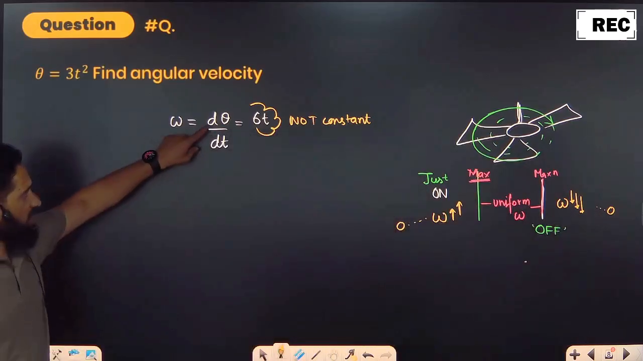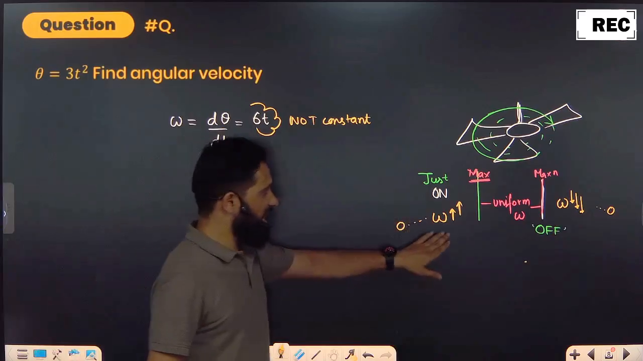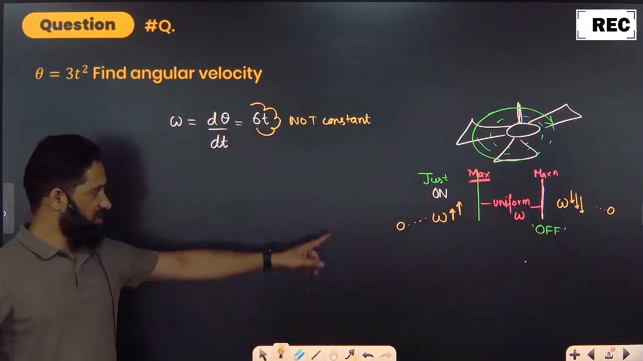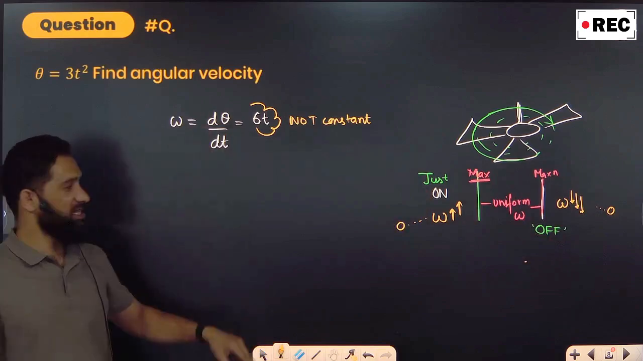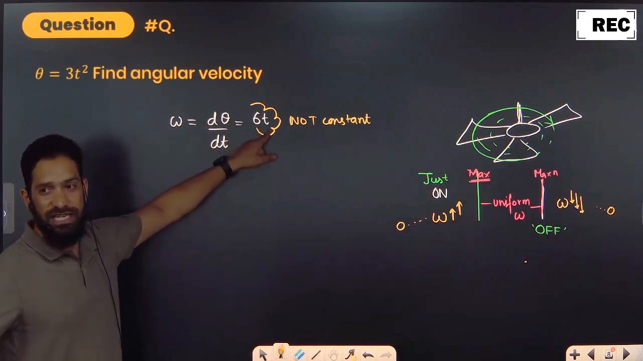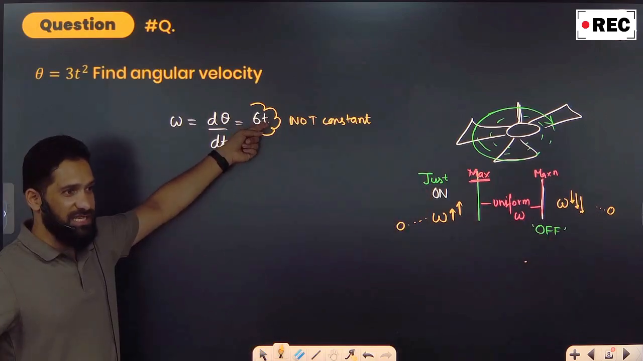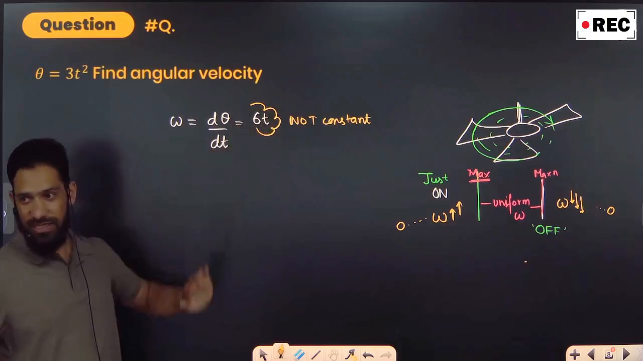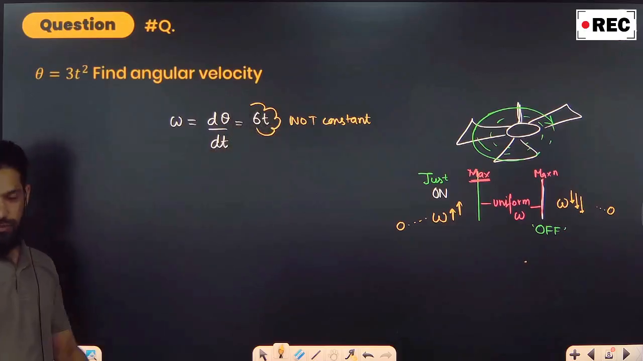So can you tell me here, 6 into t, is this scenario the uniform one or the retardation scenario? It is the first, because with time you will see omega is increasing. At time equal to 0, it is 6 into 0. At time equal to 1, it is 6 radian per second. Time equal to 2, it is 12 radian per second. Time equal to 3, it is 18 radian per second. So with time it is increasing.